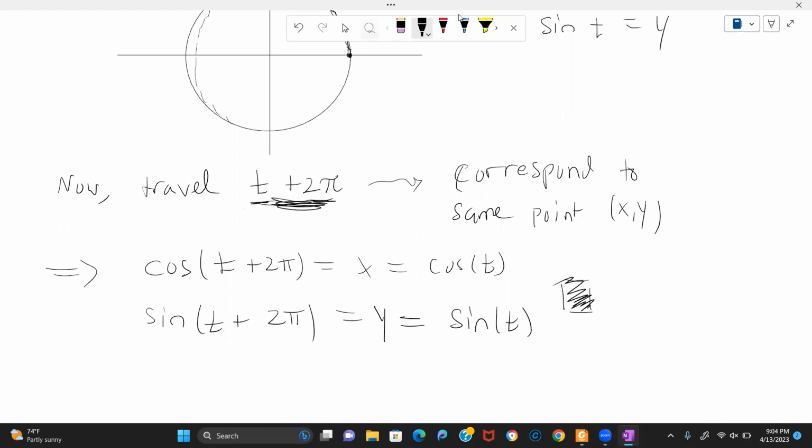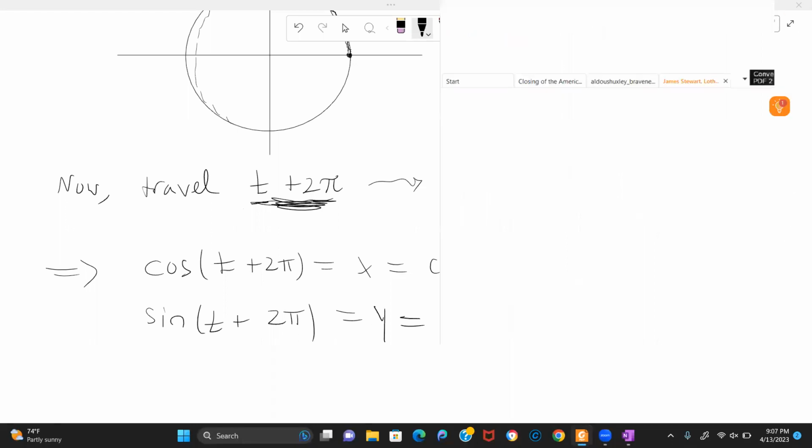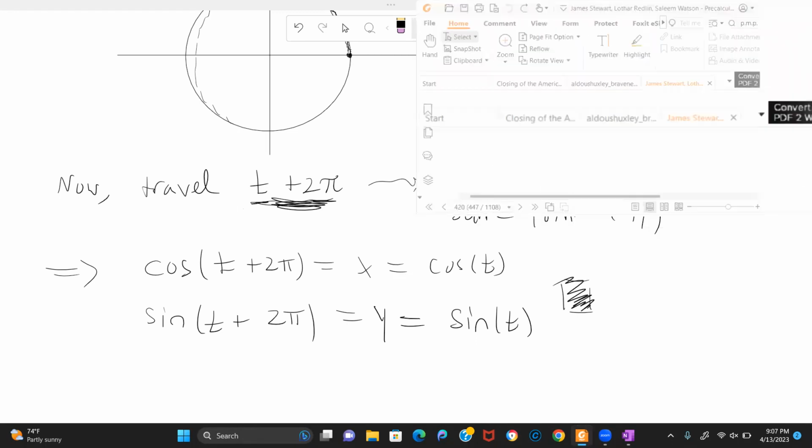Hold on, I gotta stop this for a moment. All right, so at this point, I'm gonna pull up the book again because there's a ton of drawings and it's just not terribly easy to draw them through OneNote. So let me pull this book up. Oops.